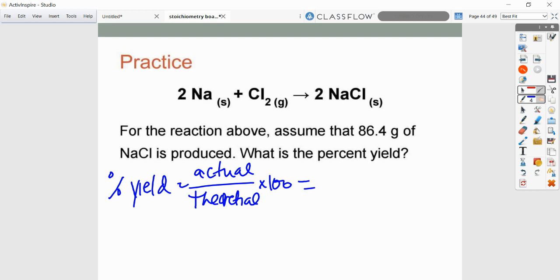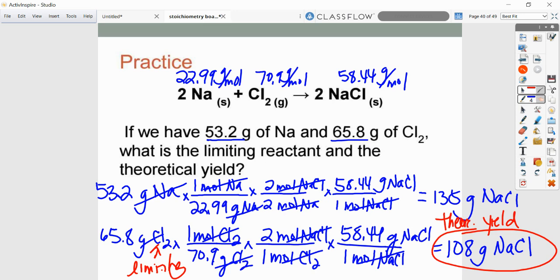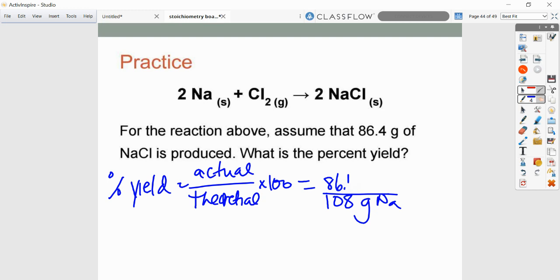In this case, we calculated 108 grams. That's the theoretical. So 108 grams of sodium was the theoretical from the first part of our reaction back here. That's how much we expected to get, but we actually only got 86.4 grams of sodium. So the yield for sodium in this case is 80% yield.